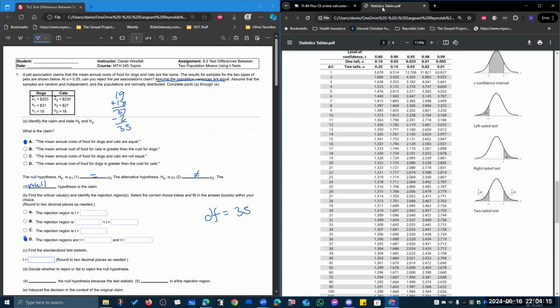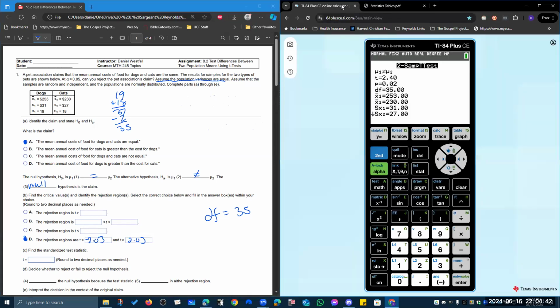So we come down to 35 here, and over to alpha is 5% for a two-tailed test. Third column, so that's 2.030. I'm supposed to round to two decimal places, so 2.03, positive 2.03. Let's look at that. The t-value that was calculated is 2.40. So we have negative 2.03, positive 2.03.